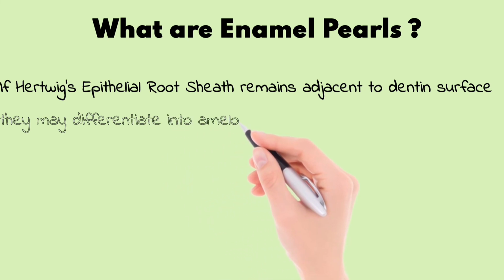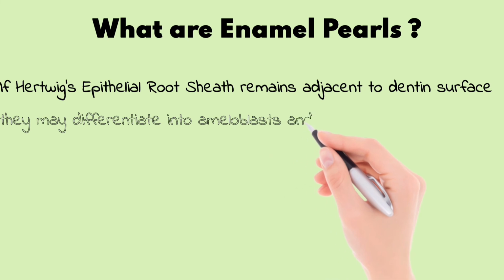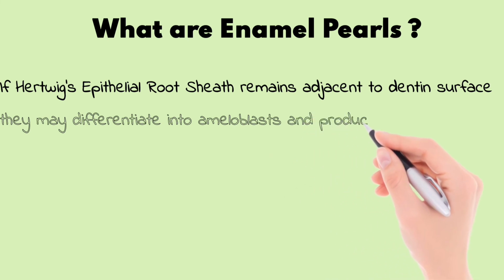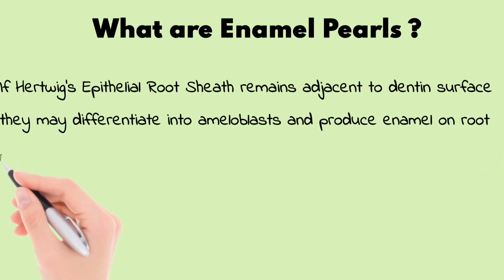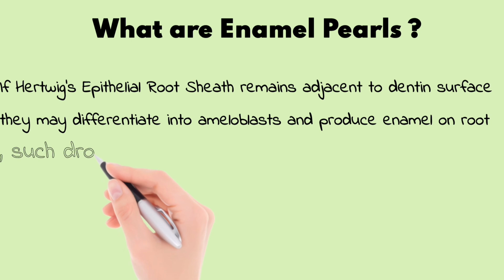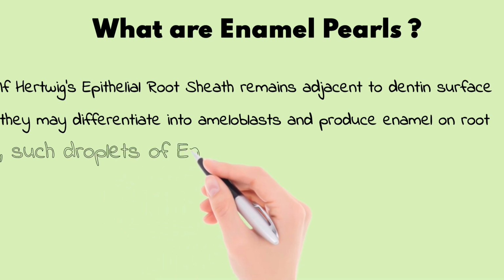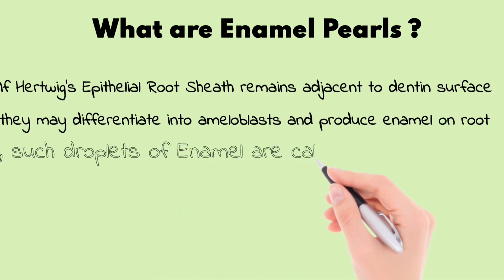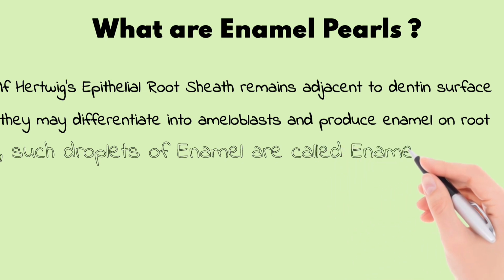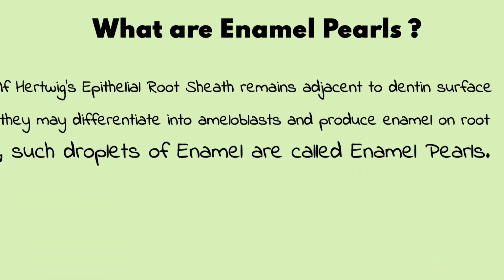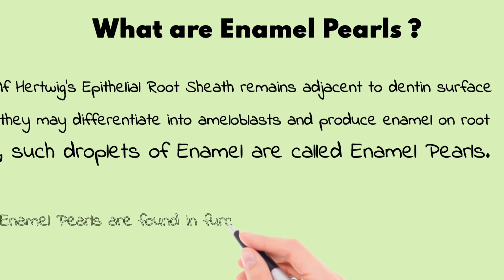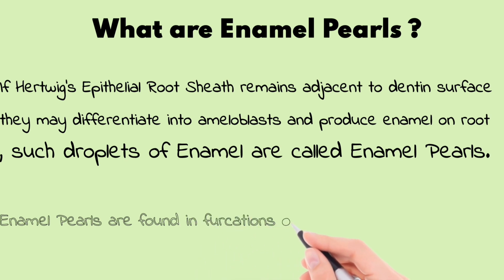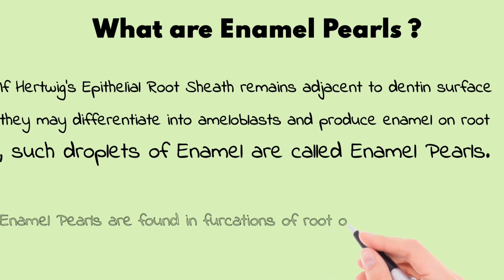So guys, if the Hartwig epithelial root sheath remains adherent to the dentin surface, it may differentiate into ameloblasts and produce enamel on the root. Such droplets of enamel on the root are called enamel pearls. So enamel pearls are nothing but enamel on the root which gets formed due to the adherence of the Hartwig epithelial root sheath. These enamel pearls are mainly found in the areas of furcation of the roots of the permanent molars.